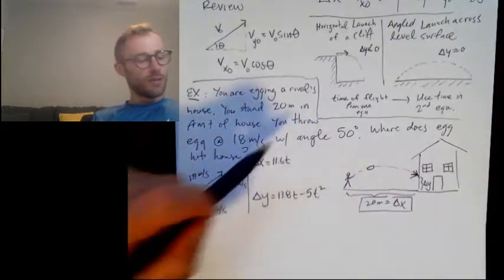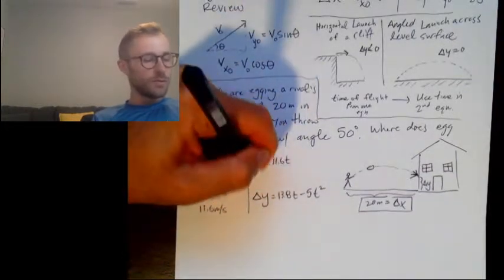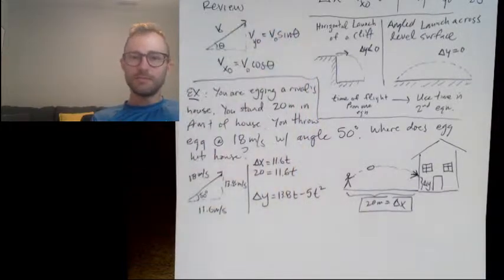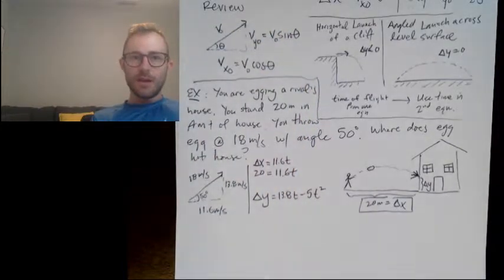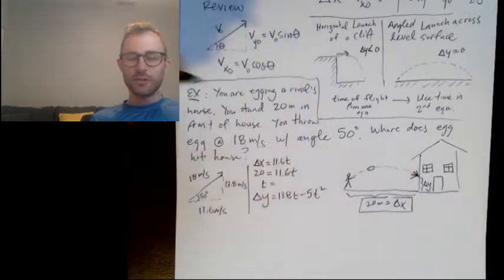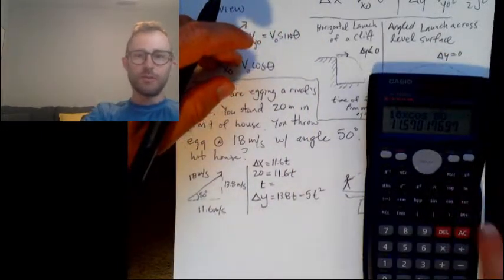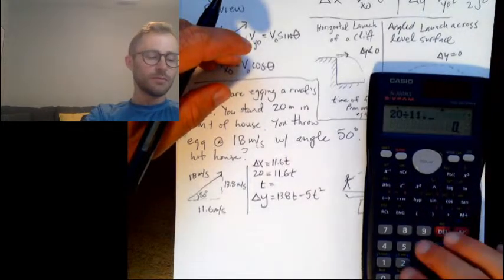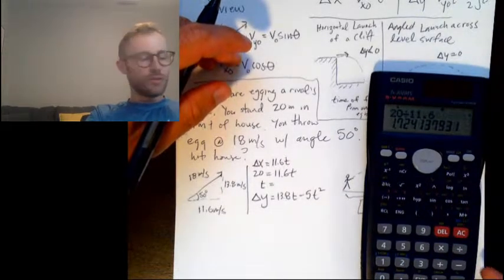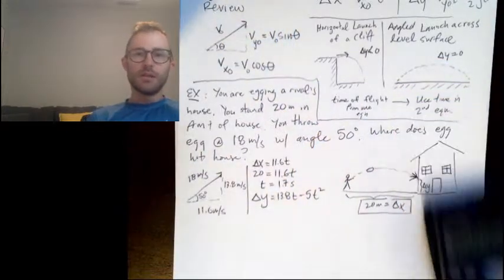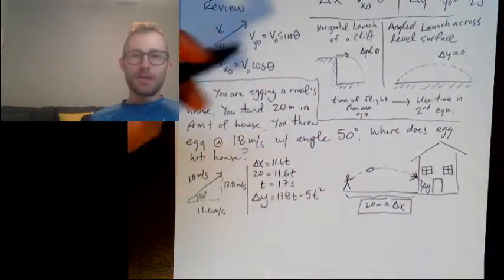So we're going to plug in 20 for delta x. So we have 20 equals 11.6 t. And we solve for time. So the time of flight is 20 over 11.6, 1.7 seconds. That is the time of flight.